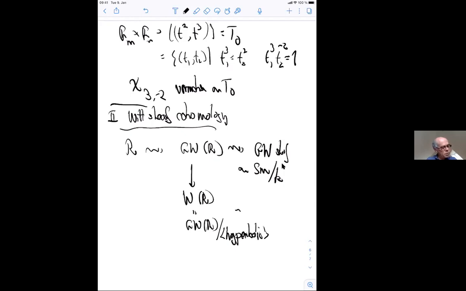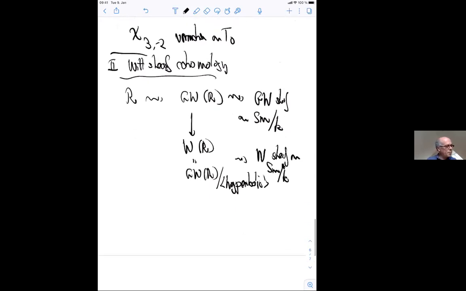Okay, so that gives you the sheaf of Witt rings, again a sheaf on smooth varieties over K. So you just take the cohomology, right? You can just take the Zariski cohomology. It gives you a reasonable cohomology theory.